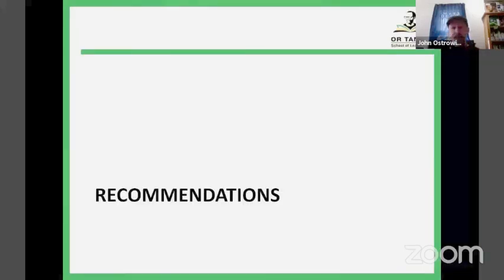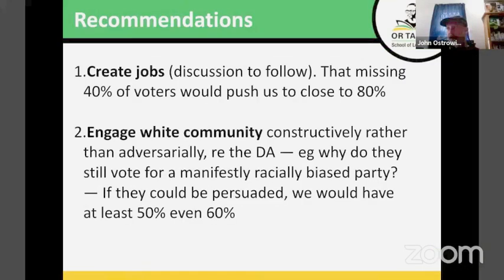So my recommendations follow. The first and most important recommendation is that we need to create jobs, and we need to discuss that. How did that missing 40% of voters disappear? I think it's got to do with jobs. And I think if we could get those 40% back into the ANC voting pool, we would be pushed up to near 80% of the vote. We would never lose power if we could get those people on board.